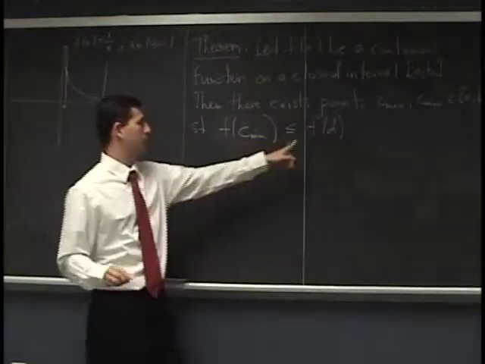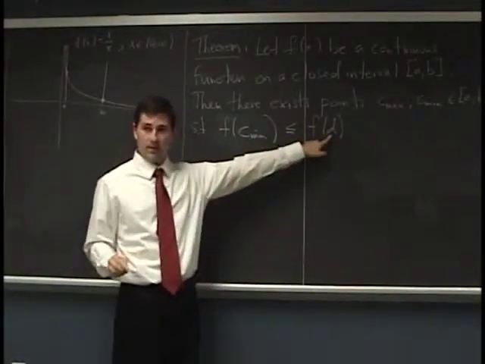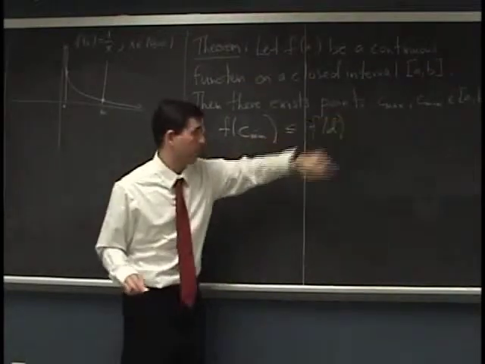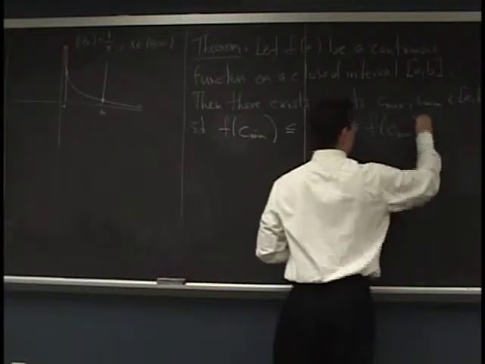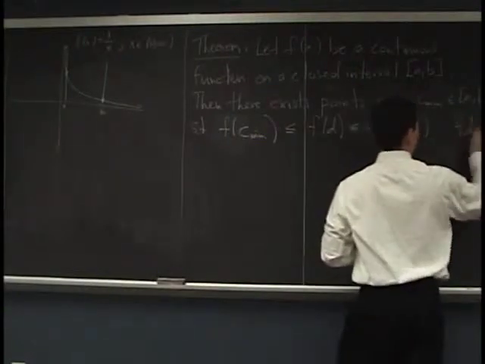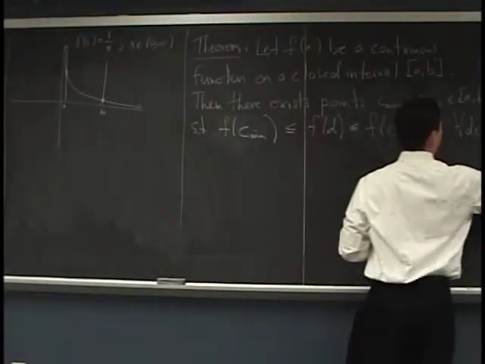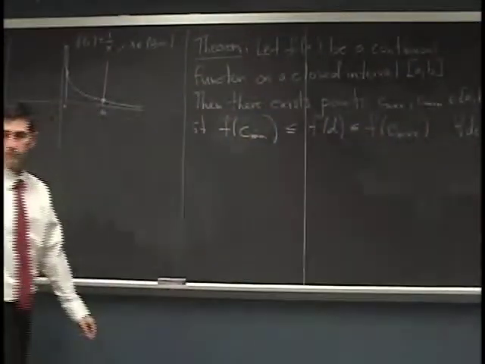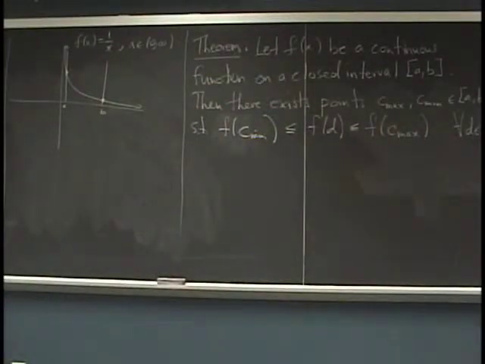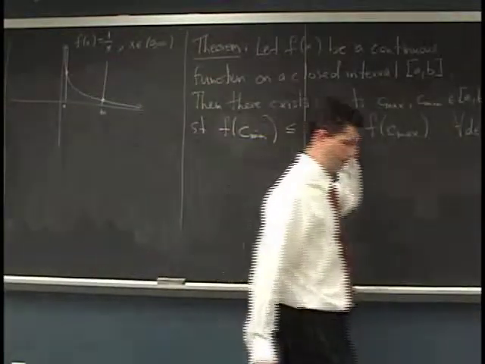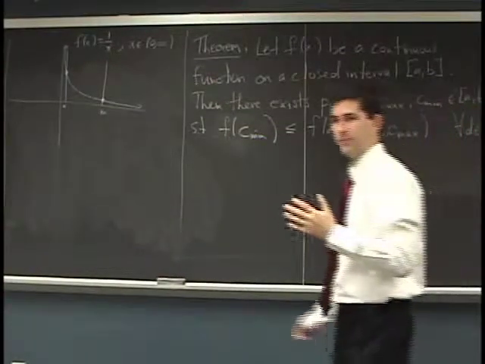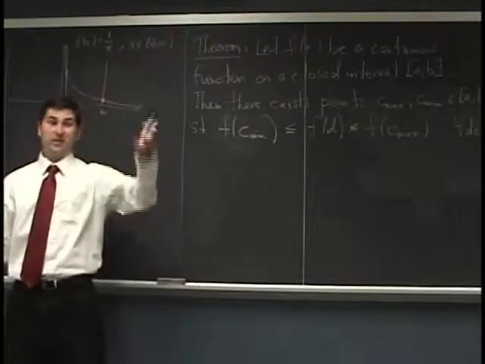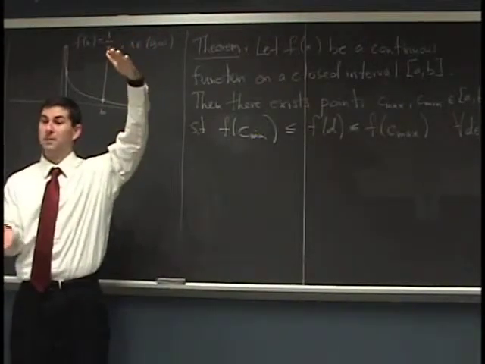So the way I'll write it is this. f of C min is always going to be less than or equal to f of d for any d in the interval AB, and f of d is going to be less than or equal to f of C max. And this is for all d in the interval AB. Okay, so this is just some mathematical way of writing it down. But the idea is the important thing here. And what's the idea? There is some point where it gets to max, and there is some point where it gets to minimum.